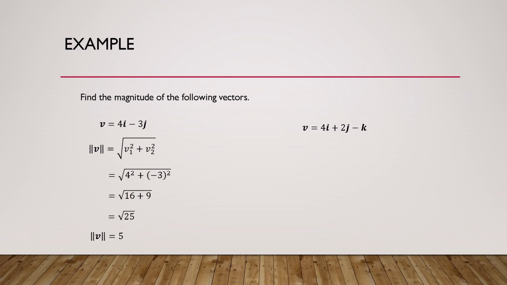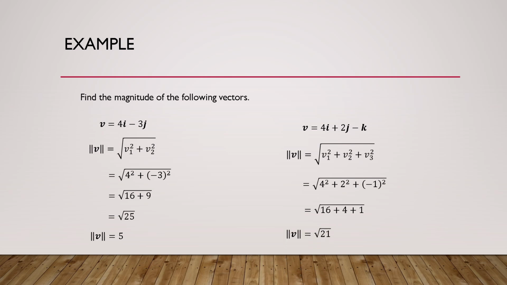Secondly, v equals 4i plus 2j minus k. In the case of a vector in space, the magnitude of v equals the square root of v1 squared plus v2 squared plus v3 squared. Fill in our values to get the square root of 4 squared plus 2 squared plus negative 1 squared. Simplify to get the square root of 16 plus 4 plus 1, or the square root of 21.